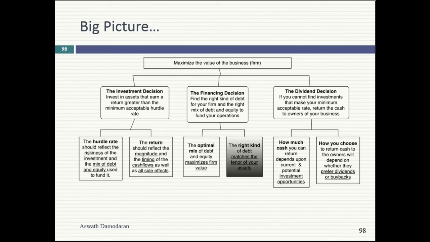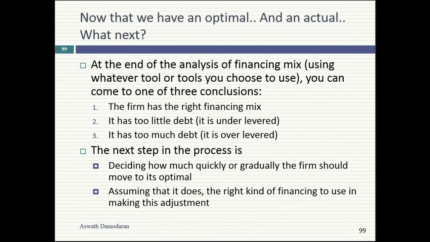One is, if your actual is different from the optimal, should you move to the optimal, and if so, how quickly? And the second is, if you decide to move to the optimal, what kind of debt should you use to get there? Long-term, short-term, fixed rate, floating rate, US dollar, euro, whatever the choices are. So let me at least set up the process. Let's say this weekend you actually listen to me, you put the numbers in for your company, you come up with an optimal debt ratio for your company. One of 3 things is going to end up being true.